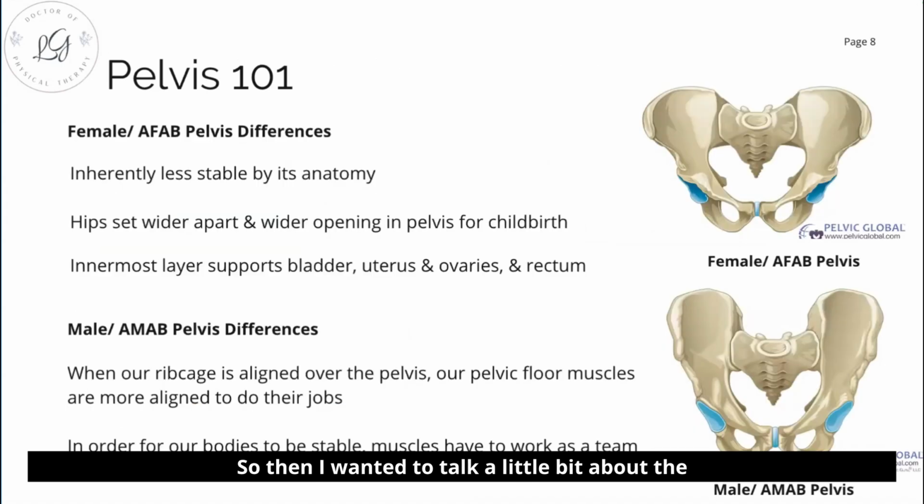So then I wanted to talk a little bit about the differences in the pelvis and their anatomy. If you look, I have these two pictures. The one at the top is the female or assigned female at birth pelvis, and the one below is the male or assigned male at birth pelvis. So when you look at the top, it's inherently less stable simply because of the anatomy. You notice that the hips are set wider apart because of the need for the ability to birth a child. You have a wider opening. And then that male pelvis is narrower and has fewer openings. So just noticing some differences there.